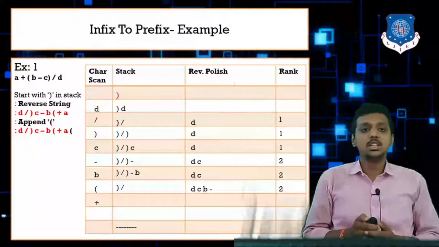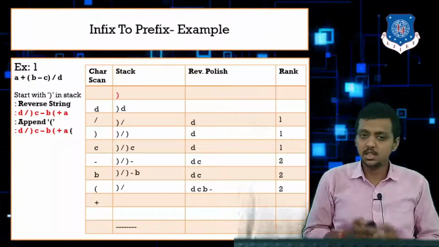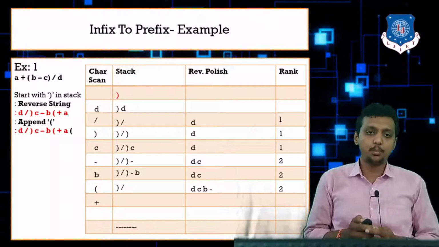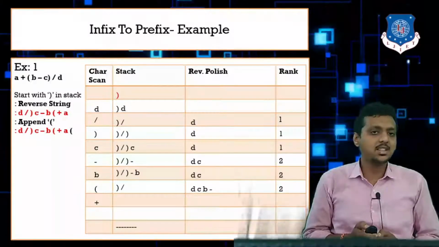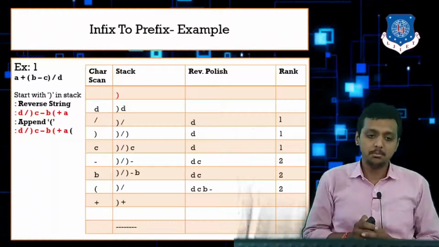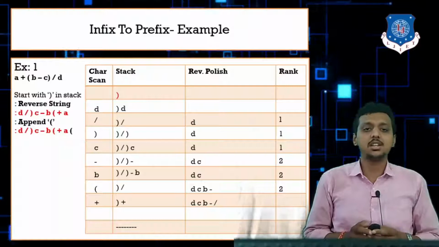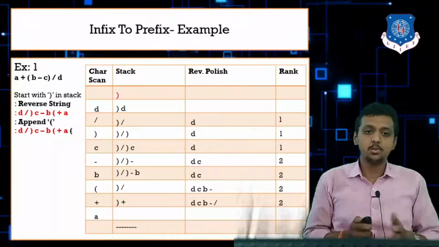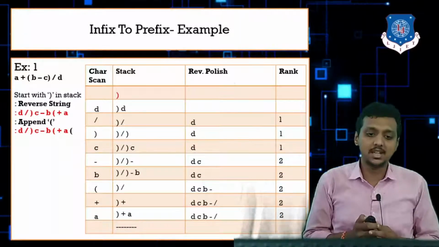Next we have plus with us. What to do with the plus? Division has the higher precedence than the plus, so division will pop out and plus will be pushed inside the stack. So the stack is closing and plus, and division is appended to DCB minus. It goes like this: DCB minus division, rank is 2. Again we have A with us, push it inside the stack. So this is my reverse polish, this is my rank.